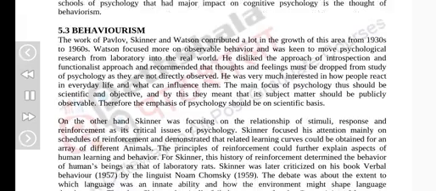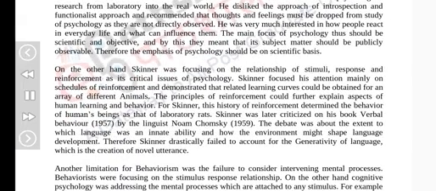On the other hand, Skinner was focusing on the relationship of stimuli, response, and reinforcement as the critical issues of psychology. Skinner focused his attention mainly on schedules of reinforcement and demonstrated that similar learning curves could be obtained for an array of different animals. The principles of reinforcement could further explain aspects of human learning and behavior. For Skinner, the history of reinforcement determined the behavior of human beings as that of laboratory rats.